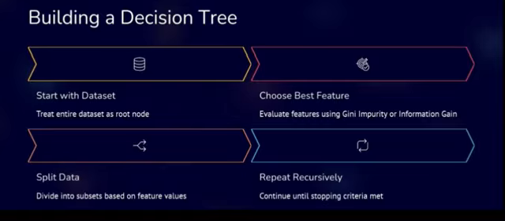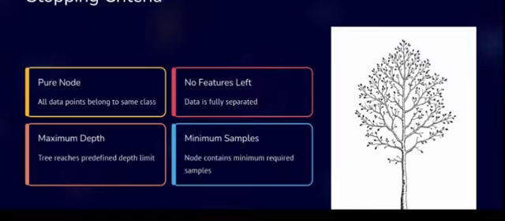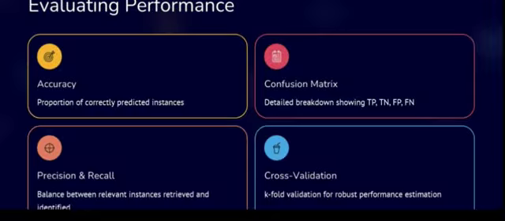And the next is split data. We have to split the data based on the feature values. And the next is repeat recursively. We have to continue the process until the criteria are met. And what is the stopping criteria? We have to stop the decision tree if all the data points belong to the same class. We also stop when the pure node is met, no feature is left, the maximum depth, or the minimum samples is reached.